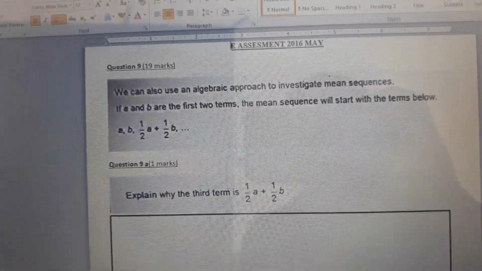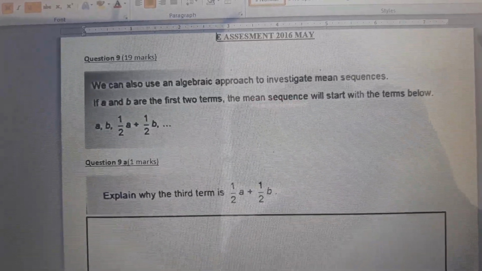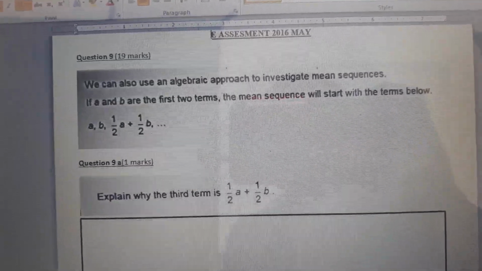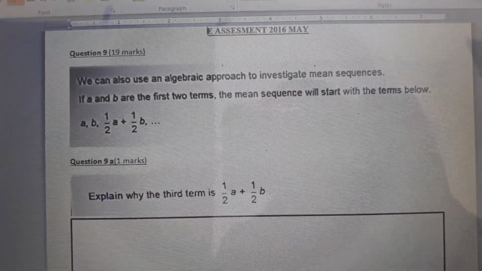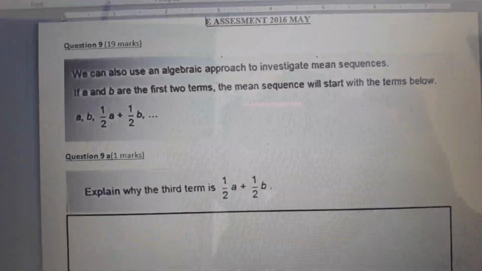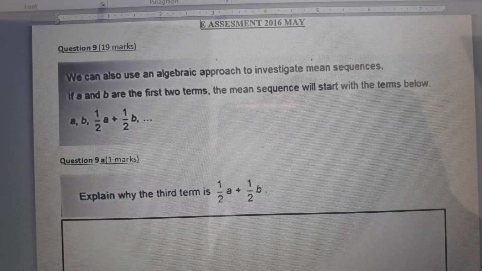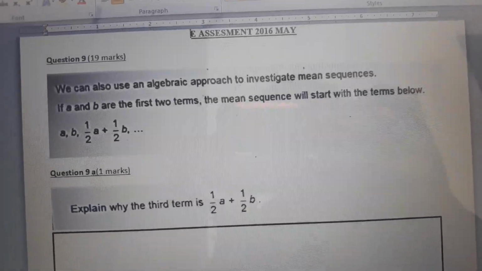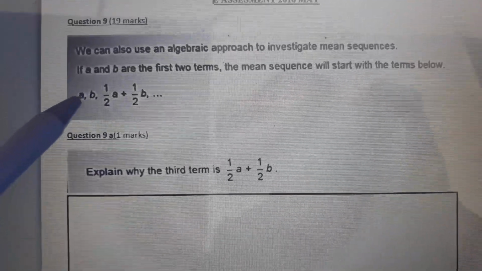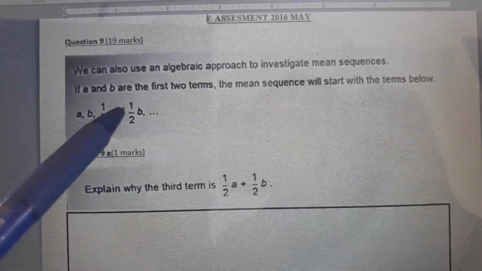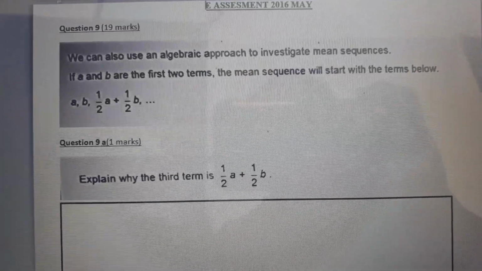So the question says we can also use an algebraic approach to investigating the mean. You know how we have been finding the mean, adding all the scores and dividing by the number of scores. So if A and B are the first two terms, the mean sequence will start with the terms below. So you have A, you have B, and then when you find the mean of the first two terms, it's this answer, half A plus half B.